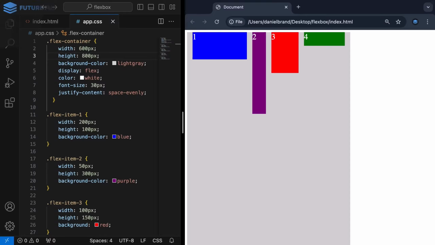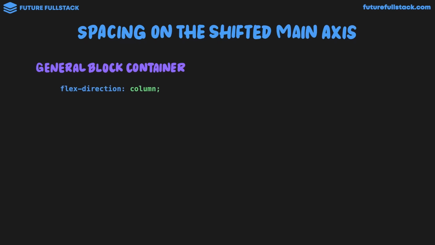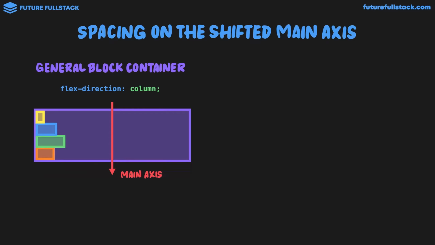I now want to spend some time discussing spacing on the shifted main axis when we move it from row to column. That is, our main axis is now going vertically instead of horizontally. Let's again look at our two different cases. The general block container will set a flex direction of column. This now results in our main axis going from top to bottom with our flex items, and the flex items is what's actually setting the height of the flex container now. That is, the height of each flex item adds up to give the height of the flex container. And this results in no space between the flex items and the container.